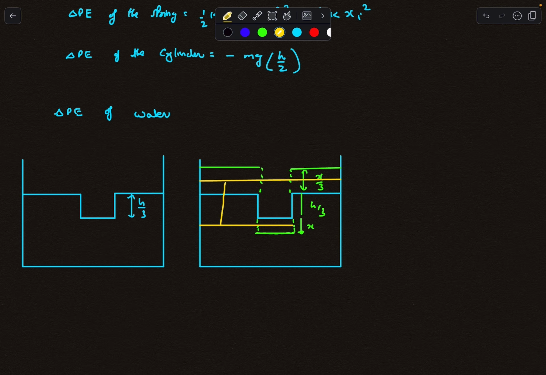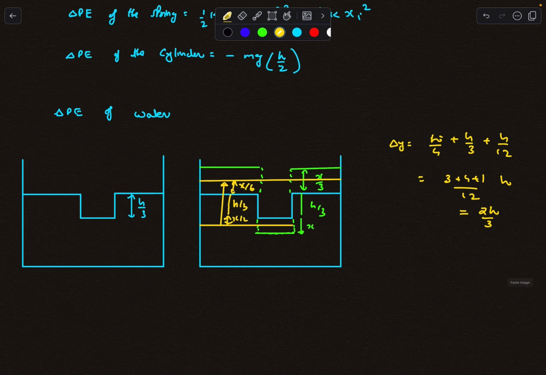So the delta y, so now let's figure out the delta y. This distance is x by 2, this distance is h by 3, and this distance is x by 6. Right, basically half of x by 3. So the change delta y, so I'm going to write x as h by 2. So this is going to be h by 4 plus h by 3 plus h by 12, which comes out to be 2h by 3.